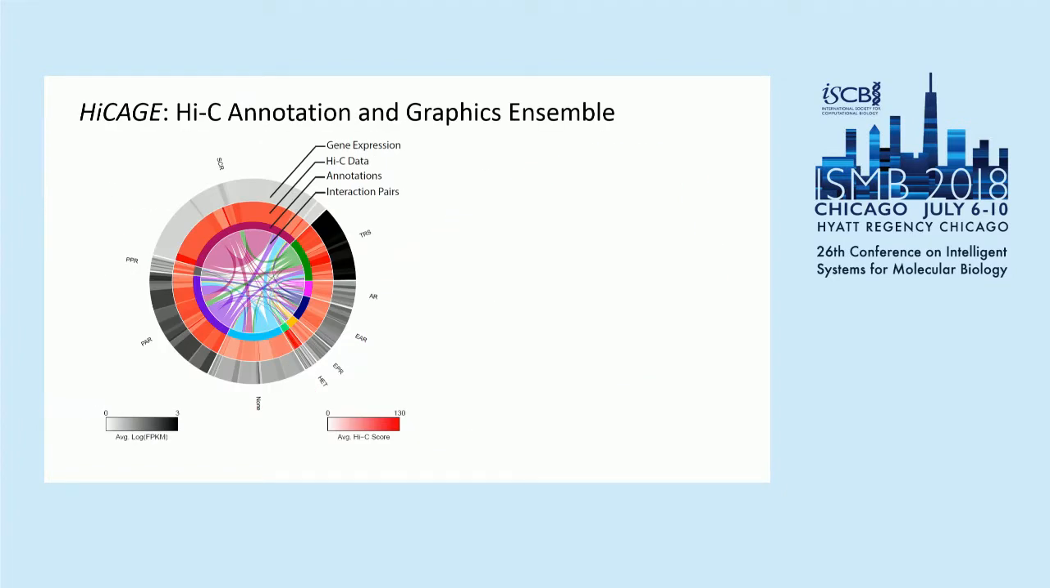So our package, HiCAGE, integrates this data and produces a summary figure based on the Circos style plot, in which in the center of the plot, you can see the interaction between the different functional elements. And then surrounding those interactions, you can see in red the strength of the chromatin interaction, or the HiC score, and then surrounding that is the gene level expression of genes near those functional elements.